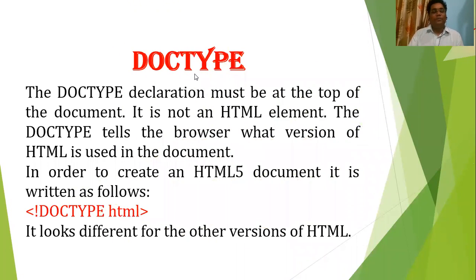Doctype. Now we have to know what is doctype. The doctype declaration must be at the top of the document. It is not an HTML element. The doctype tells the browser what version of HTML is being used in the document. In order to create an HTML5 document, we have to write it like this, as written over here in red color, doctype HTML. It looks different for the other versions of HTML.